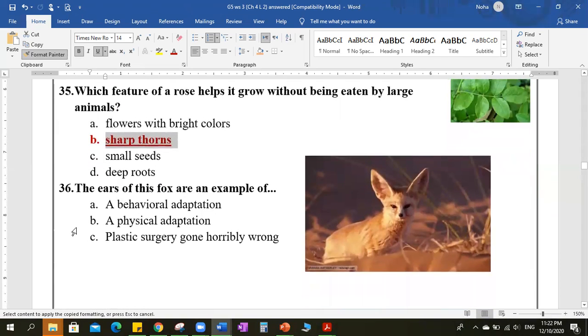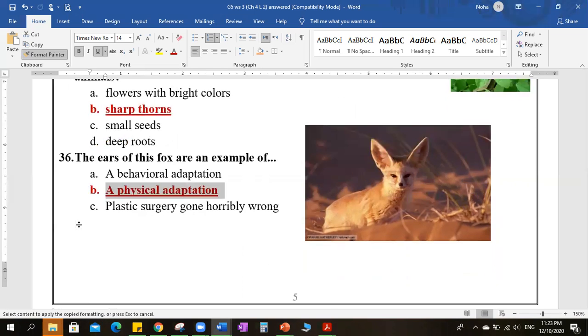Number 36, the ears of this fox, they are bigger, right? Because it will help it collect more sounds. What do you think this is a type of adaptation? Is it behavioral adaptation, a physical adaptation, or it's a plastic surgery that's gone horribly wrong? Exactly, it's a physical one.